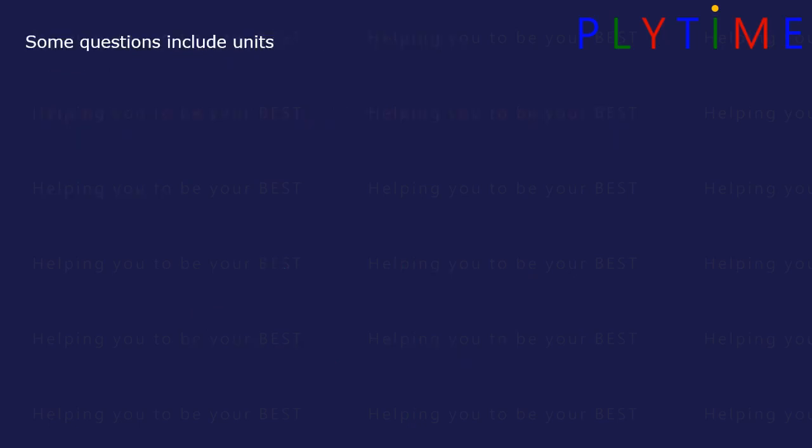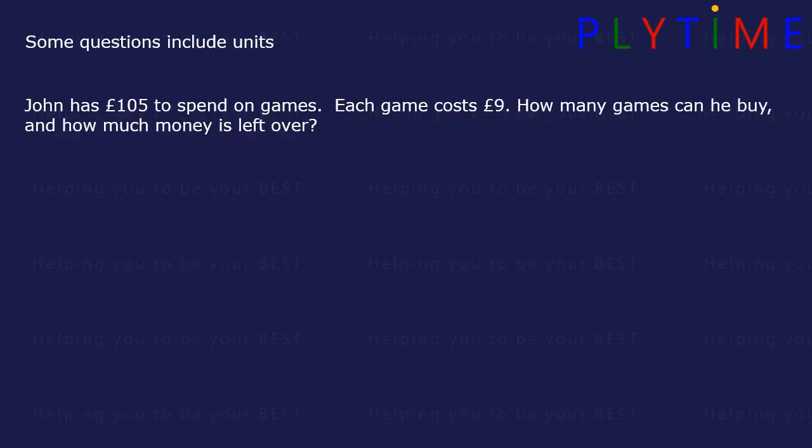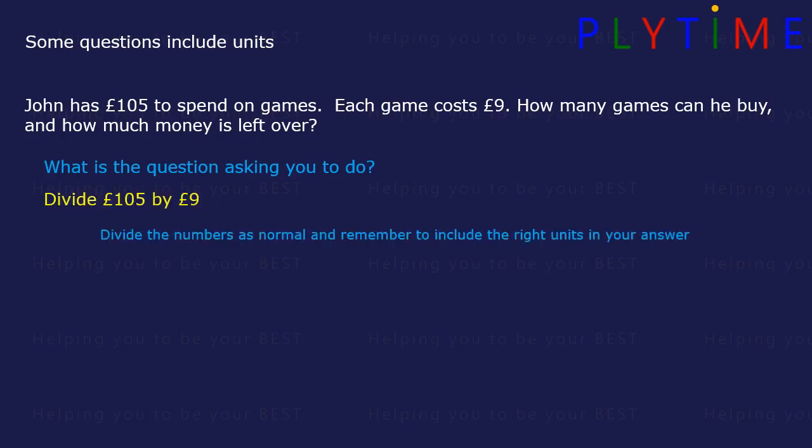Some questions include units. John has £105 to spend on games. Each game costs £9. How many games can he buy and how much money is left over? What's the question asking you to do? Divide 105 by 9. Divide the numbers as normal and remember to include the right units in your answer.